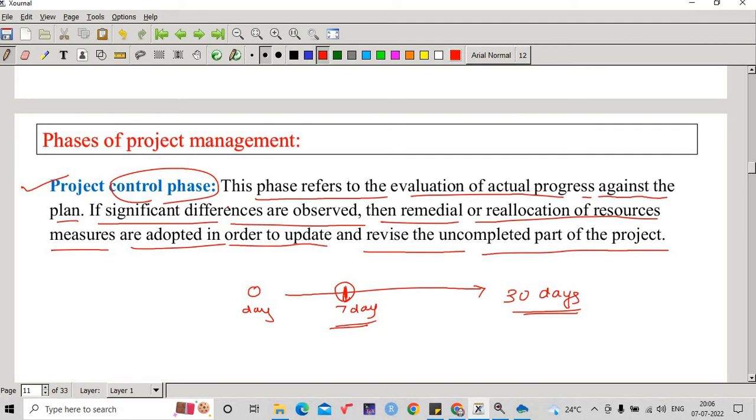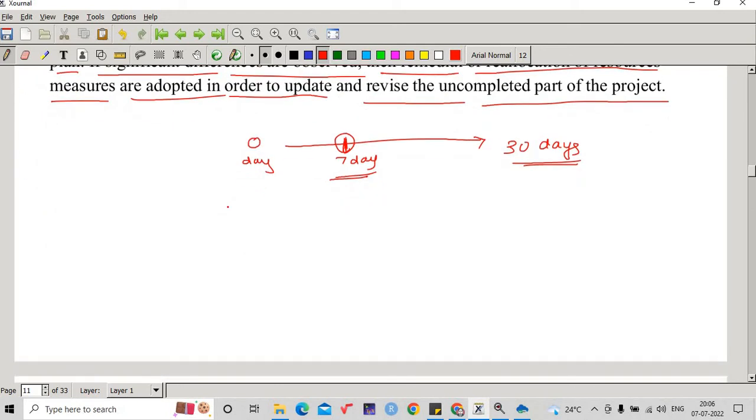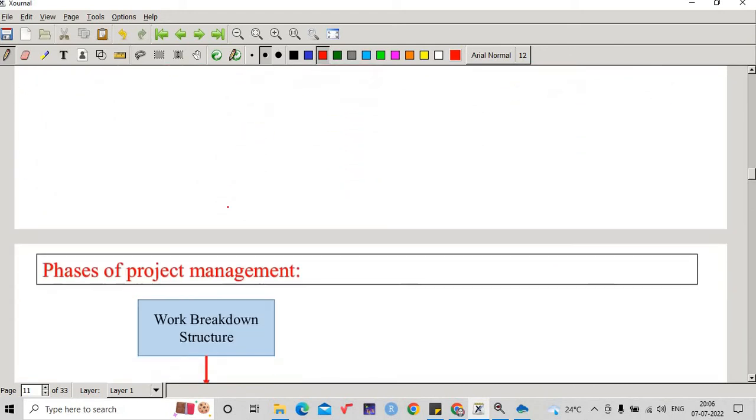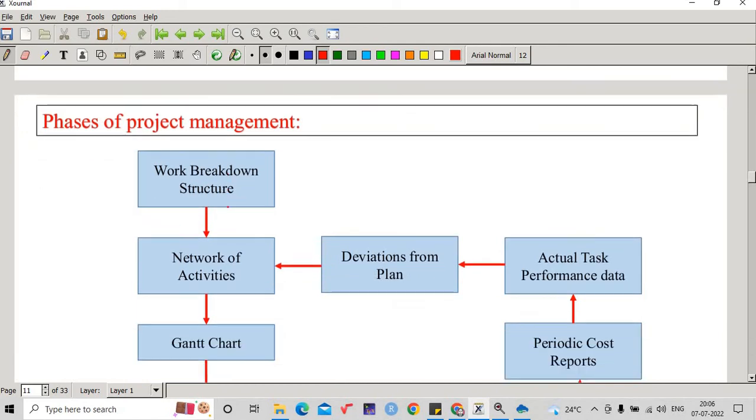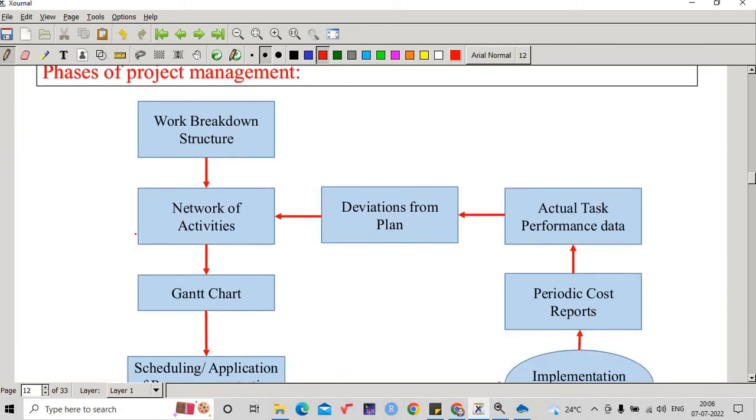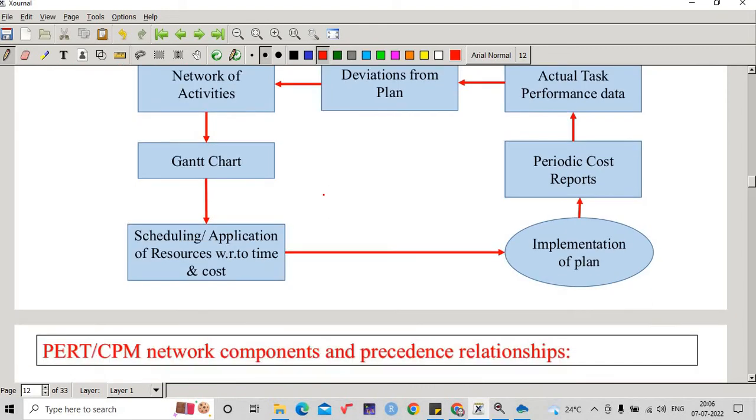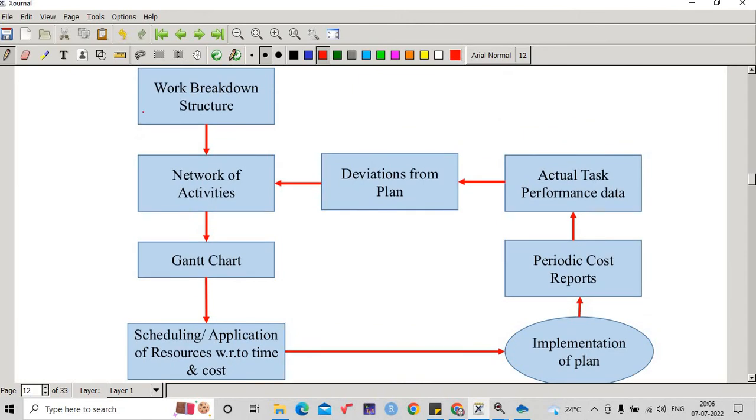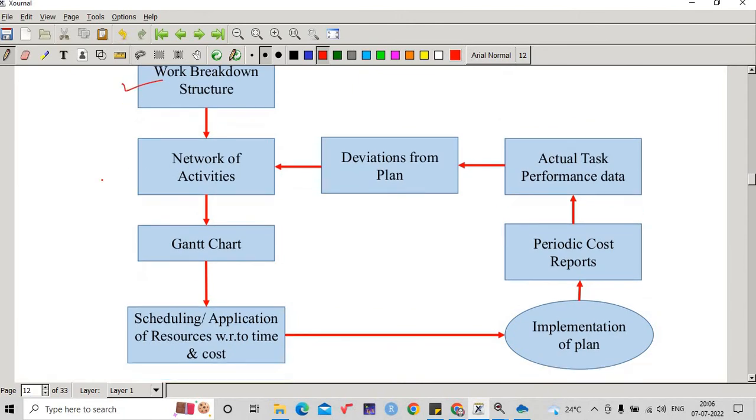management. So these 3 phases are important: planning, scheduling and controlling in a certain project management. As we discussed a little earlier, the phases of project management can be broken down and an algorithm can be set up in this way. Work breakdown structure is nothing but your planning phase. Network of activities includes the planning as well as scheduling of the tasks.